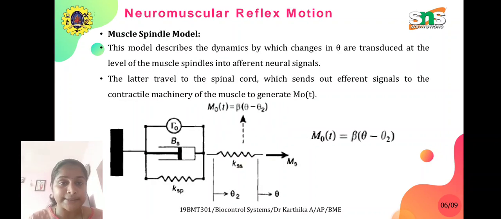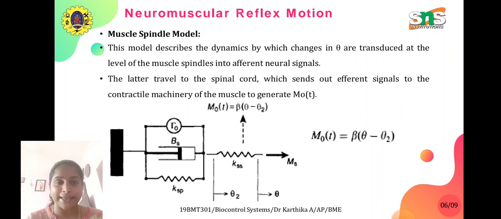See here the muscle spindle model. This model describes the dynamics by which changes in theta are transduced at the level of muscle spindles into afferent neural signals. They later travel to the spinal cord, which sends out efferent signals to the contractile machinery of the muscle to generate m0 of t. Here m0 of t is equal to beta theta minus theta 2. Here we have KSP, BS and tau naught, KSS, theta and theta 2. Finally, we have MS for the muscle spindle model. Here m0 of t is equal to beta of theta minus theta 2.